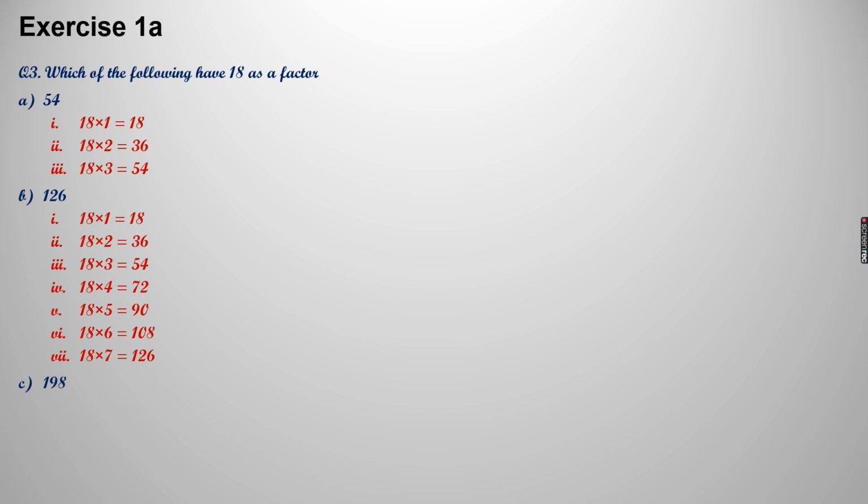198. Yes, we can use the basic approach. We can keep multiplying, 18 into 9, 18 into 10, 18 into 11, or we can use a more direct approach. That would be 198 divided by 18. So if you get a complete number, then 18 is a factor of 198, and if you get a remainder, then 18 won't be a factor of 198. Let's do it. 198 divided by 18 is equal to 11. So yes, 18 is a factor of 198.